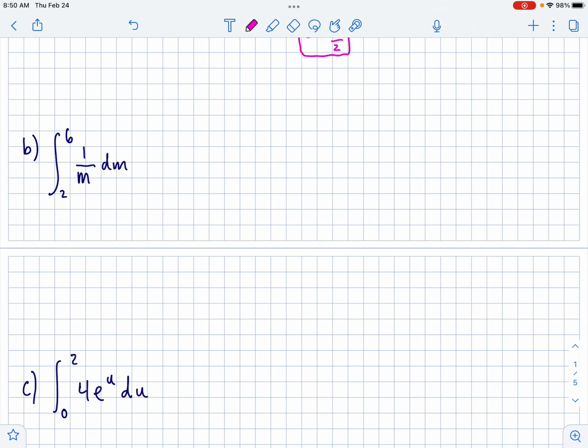Next up, we have a definite integral from 2 to 6 of 1 over m dm. Remember that the antiderivative of 1 over m is natural log. So this will be natural log of m from 2 to 6. Then we plug in the 6 and subtract the 2.